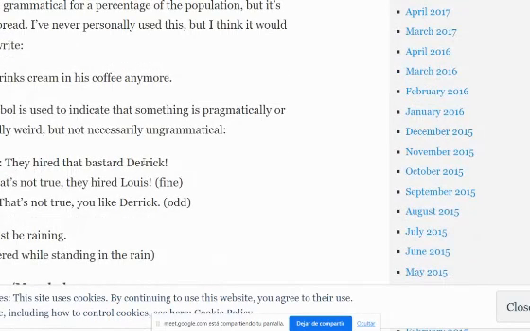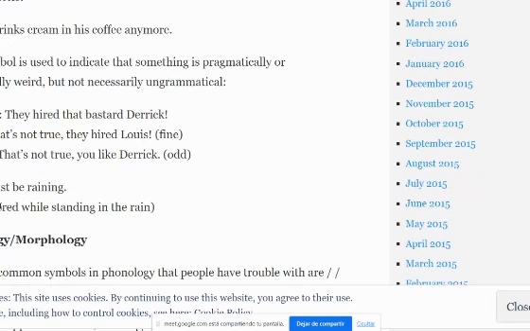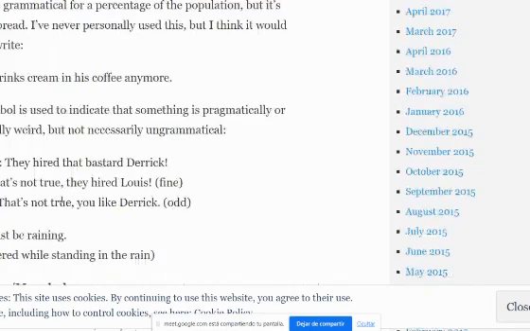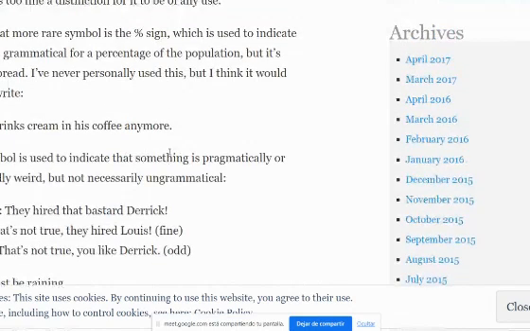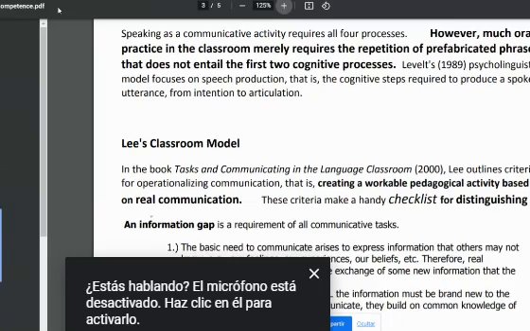they are the bastard Derek. It's okay, but that's not true. July Derek, but it must be raining, and then we have this symbol, and this symbol means something is pragmatically weird or semantically weird. Semantically weird is this one. Syntactically weird is the other one. Let's see.